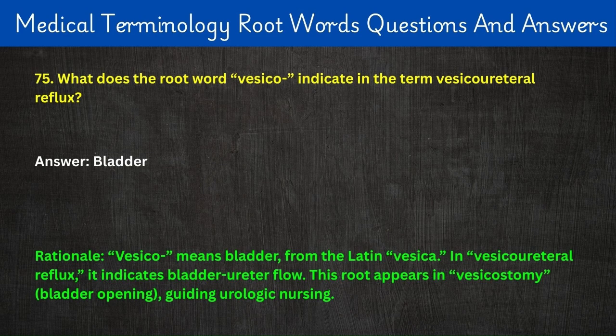75. What does the root word vesico- indicate in the term vesicoureteral reflux? Answer: bladder. Rationale: Vesico- means bladder, from the Latin vesica. In vesicoureteral reflux, it indicates bladder-ureter flow. This root appears in vesicostomy, bladder opening, guiding urologic nursing.